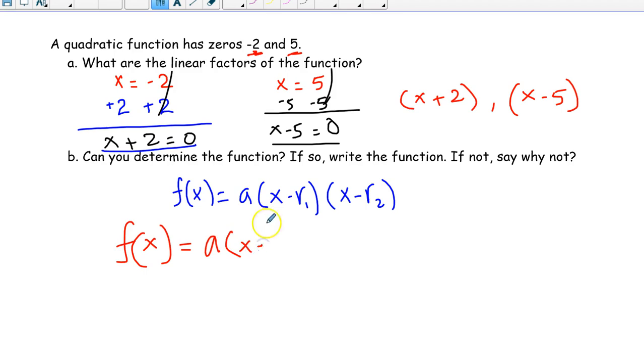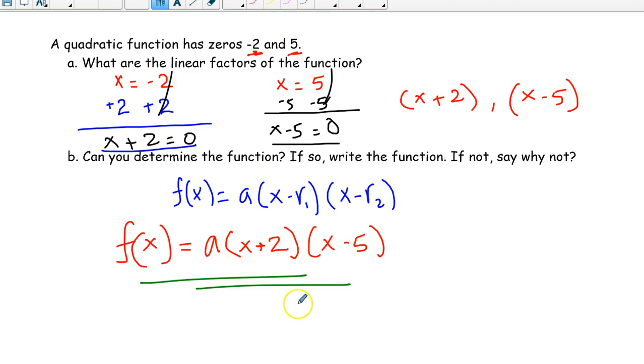Times x minus r1, that is, your r1 was the first value, that is -2. Negative of negative became positive 2. So I'll write x plus 2 times x minus 5. So this is your quadratic function in factored form. Now what is the value of a? That's a big question. We do not know. Therefore, we cannot write the function. So the reason is this, a value.